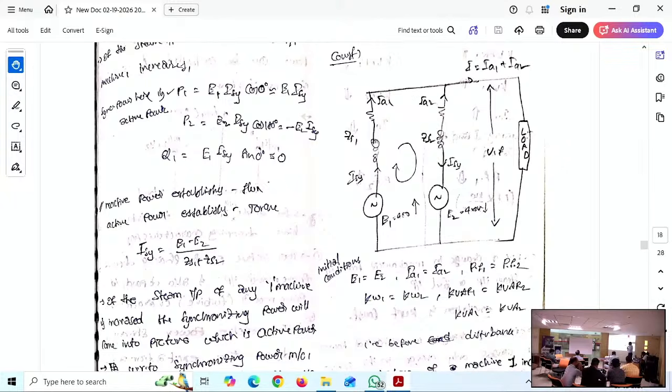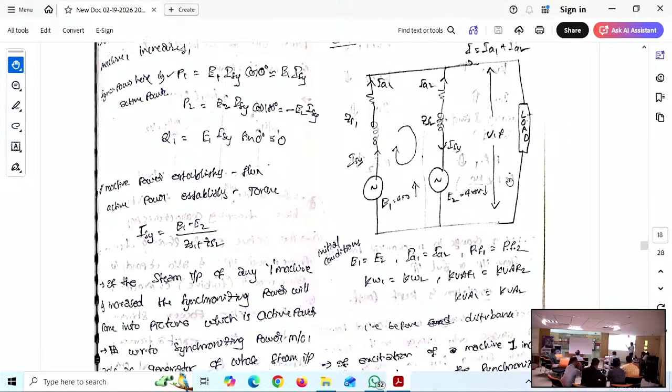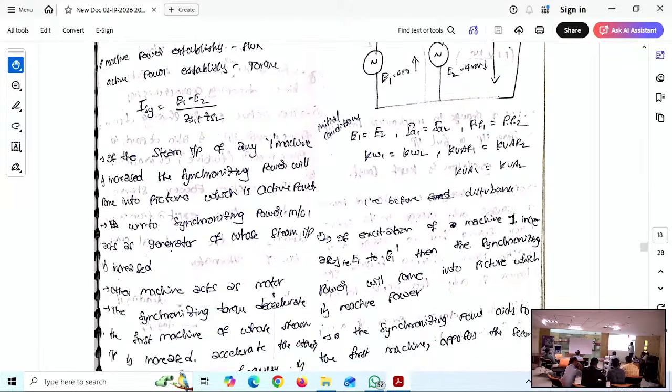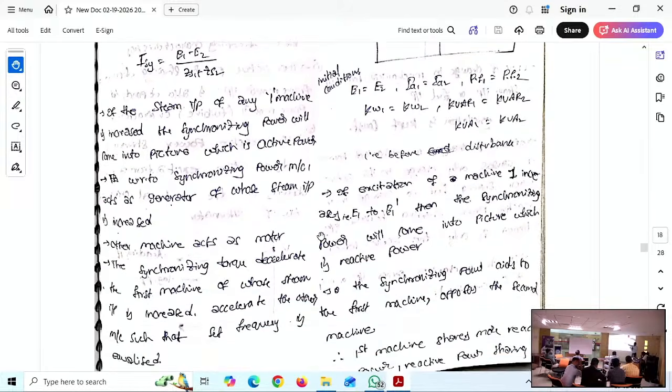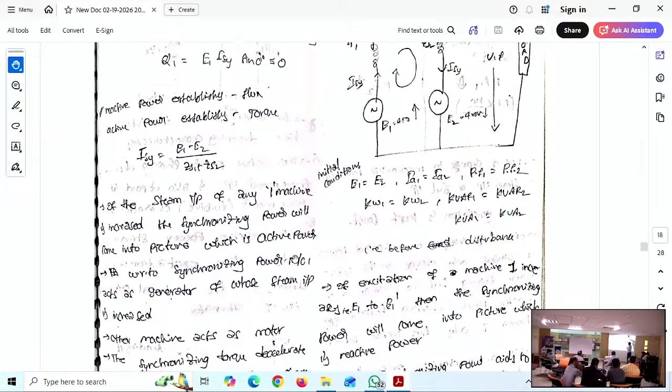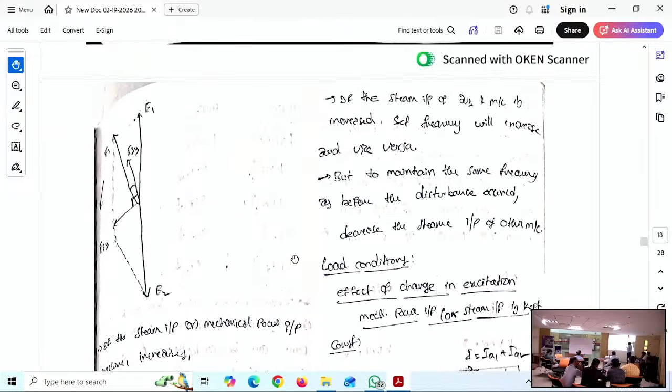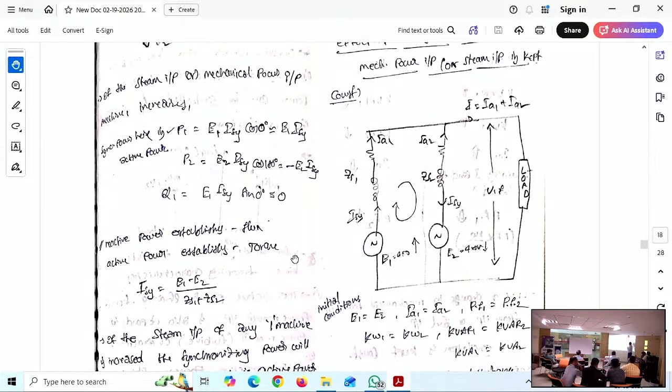The synchronizing current magnitude is the phasor difference voltage divided by the total impedance or reactance. This is the explanation. Just as previously, now active power comes into the picture in the form of synchronizing power by means of synchronizing torque. Okay, next. Now loading conditions.